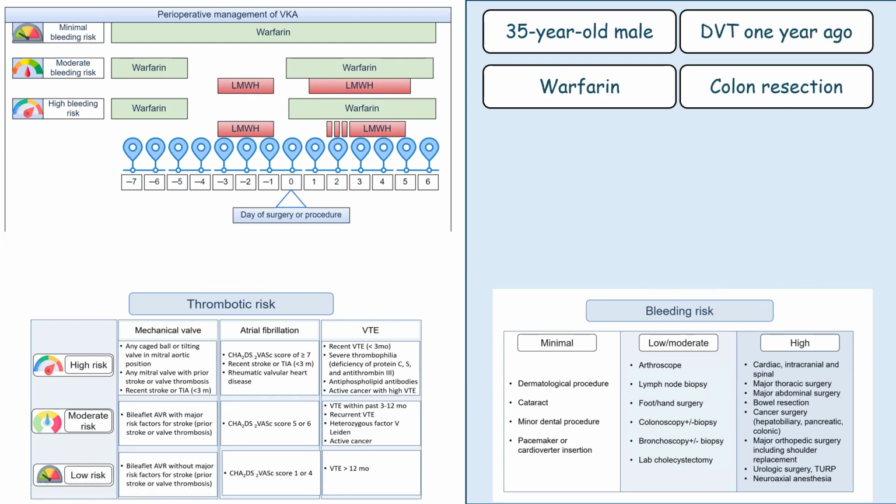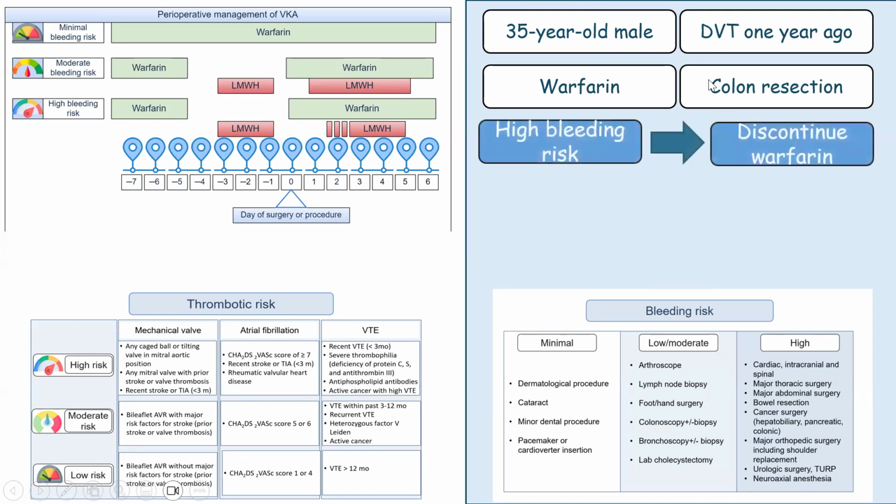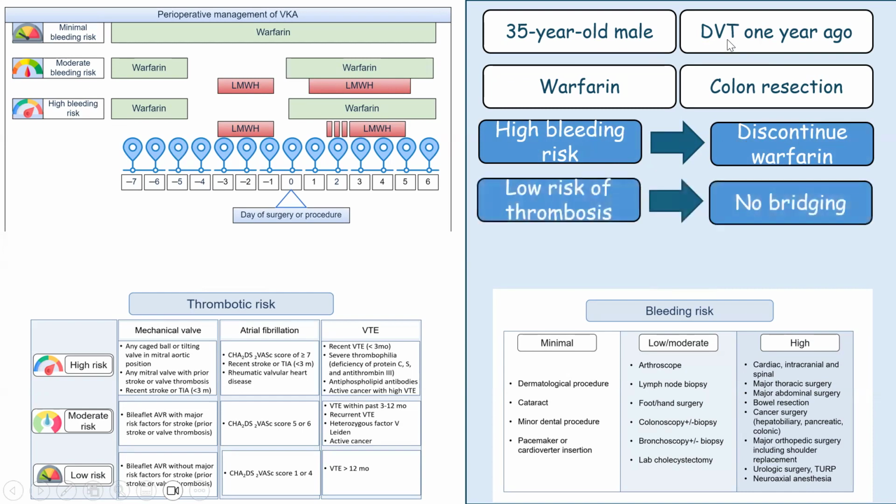Let's take a last example: a 35-year-old male patient, DVT 1 year ago, who is on warfarin and undergoing colon resection. Because he is undergoing colon resection, this is a high risk of bleeding, so we need to discontinue the warfarin 5 days before. The patient had a DVT 1 year ago, so this patient has a low risk of thrombosis. This patient doesn't need any type of bridging. So we will discontinue the warfarin without adding low molecular weight heparin.